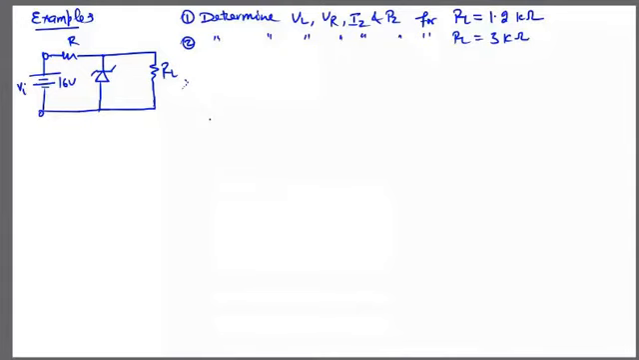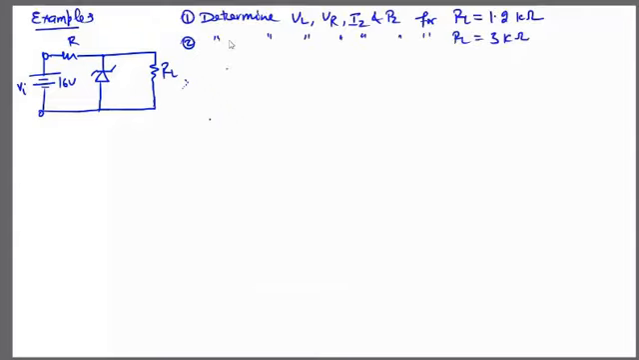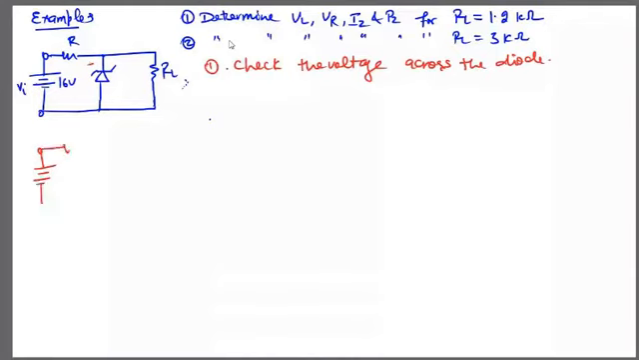Now we are going to solve this question. So what was the first step? We have to check the voltage across the diode, whether it is greater than VZ or less than VZ. So we will replace this diode with a voltage source. This is the first step that we have explained.